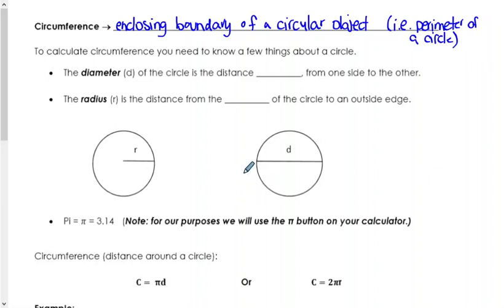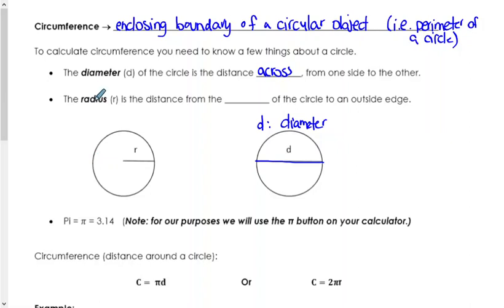Okay. So to calculate circumference, you need to know a few things about the circle. In our previous examples, we had to know the length of the sides. With circles, we need to know either the diameter, which is the distance across the circle from one side to another. Here I have the diameter of my circle, right across, and it is represented by D.